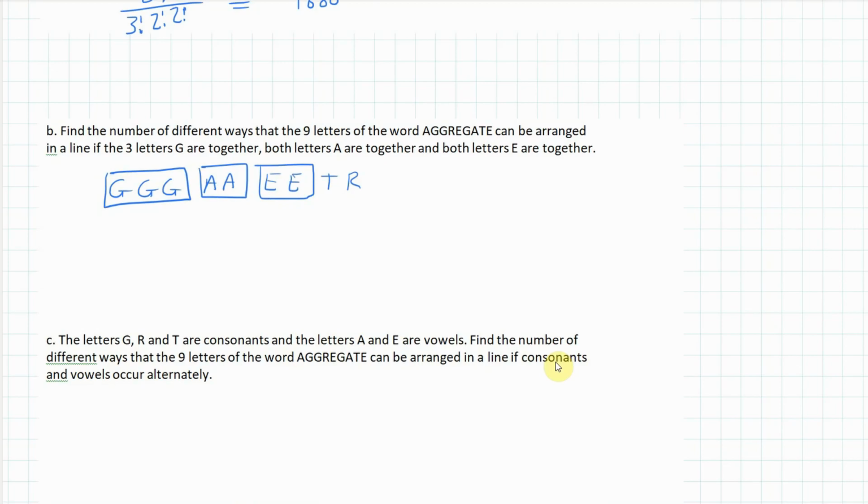So you can see what we do is we treat each of these blocks as one letter because they've got to stay together. So we just rearrange them as blocks, and because they're all the same, it doesn't matter what order they are within those blocks because it's an exact duplicate. So in essence, we've got 1, 2, 3, 4, 5 things that we're arranging, and so the answer will simply be 5 factorial, which is 120.